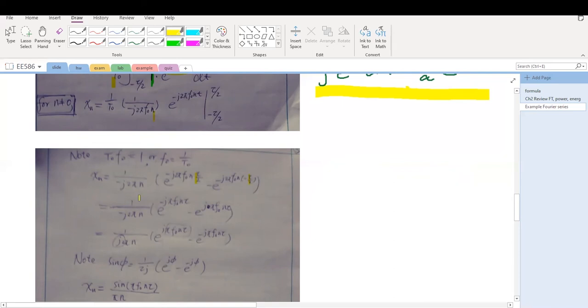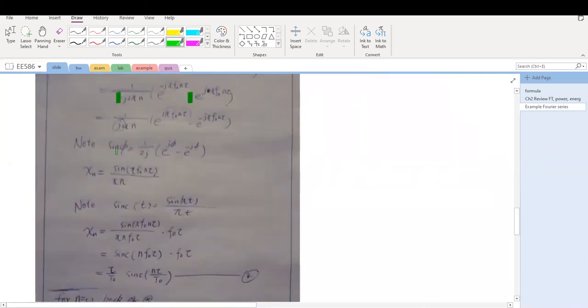Excuse me for all these pictures. This picture is a little blurry, I don't know why. Pay attention that t naught multiplied by f naught equals 1, because we know f naught equals 1 over t naught. Okay. So therefore, t naught times f naught equals 1. So this term becomes 1 over minus j 2 pi n. And this 2 and 2 cancel out each other. And because there's a negative here and a negative here, I flip the sign here. Nothing changed in that step.